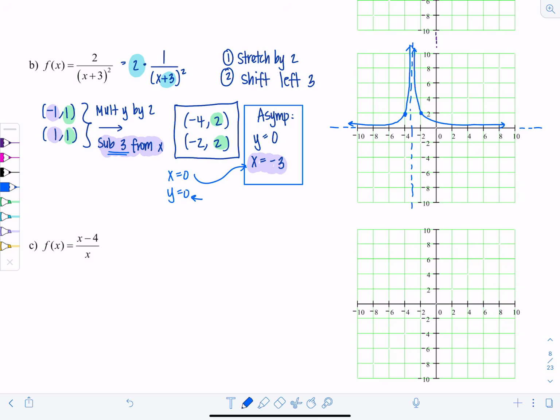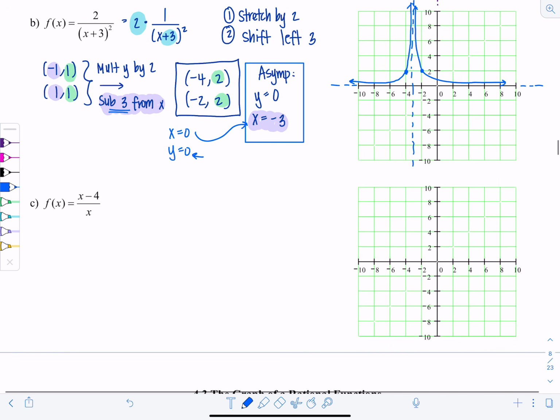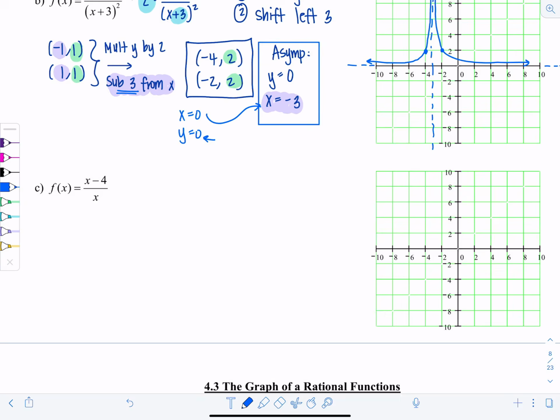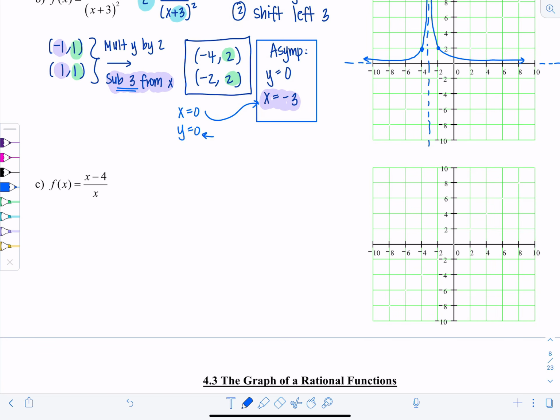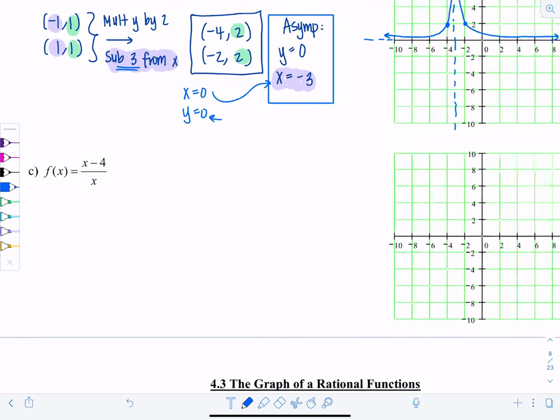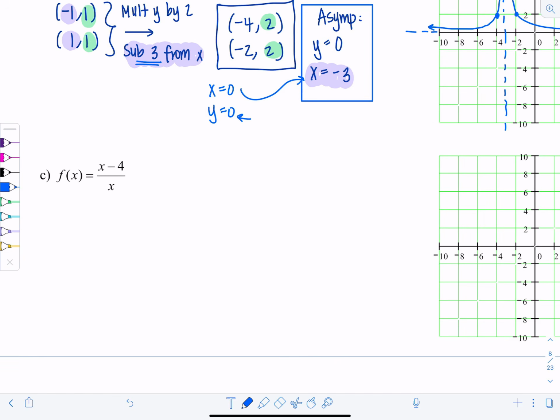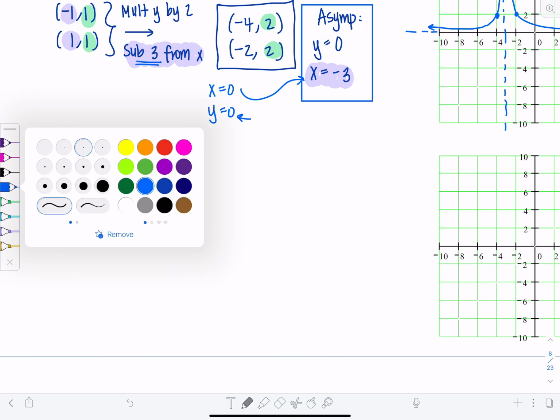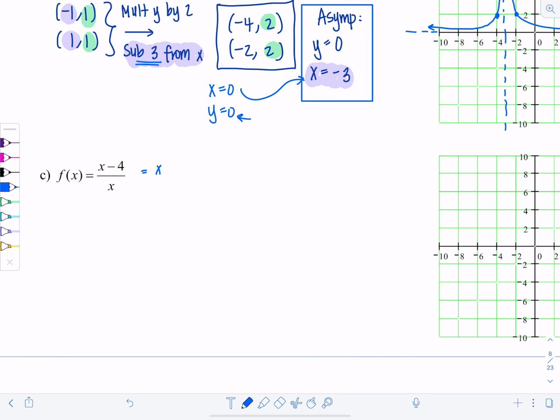Okay, last one. F of x equals x minus 4 divided by x. Now, this one might be tricky to recognize what transformations are going on. So here's how I want you to rewrite it before you get going. You're going to rewrite this as x divided by x minus 4 divided by x. Oh yeah, so then that's 1 minus 4 divided by x. And maybe you're still not loving it. So here, one more rewrite. Negative 4 over x plus 1.